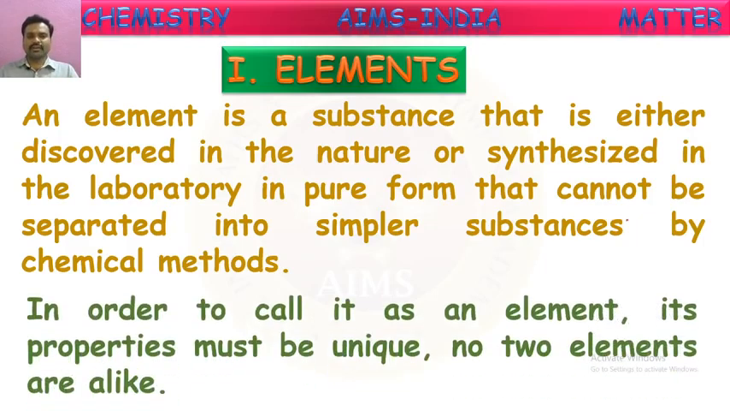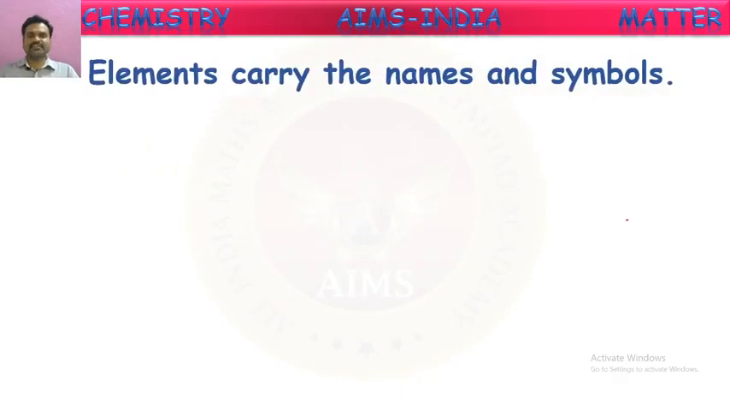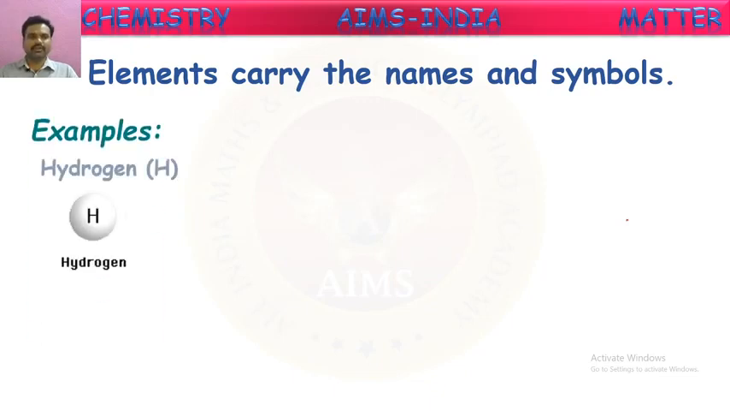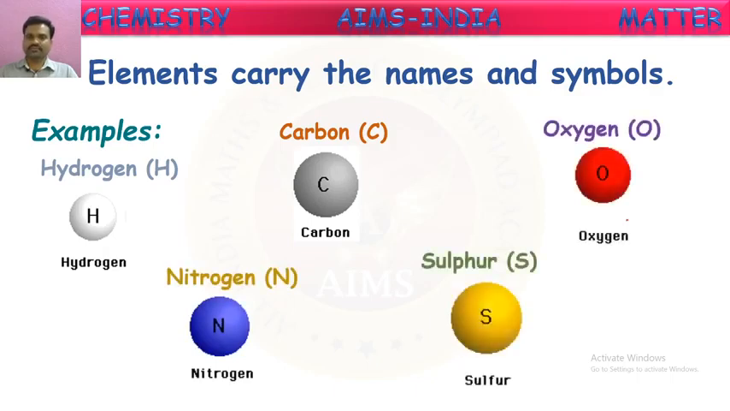In order to call something an element, its properties must be unique. No two elements are alike. There are many elements, but no two have similar properties. All the properties may not be the same for any two elements, and each element has its unique properties. Elements carry names and symbols. Each element has its own symbol and its own name. For example, hydrogen has the symbol H, carbon has the symbol C, nitrogen N, oxygen O, sulfur S. In this way, how many elements are there, children?